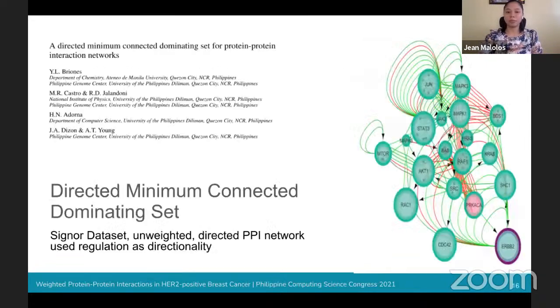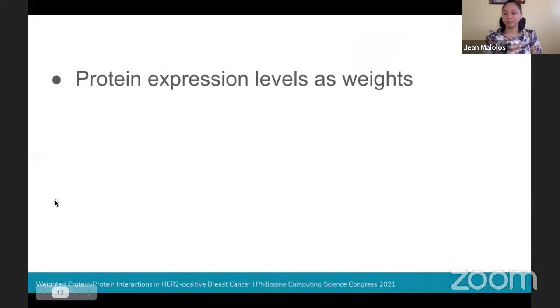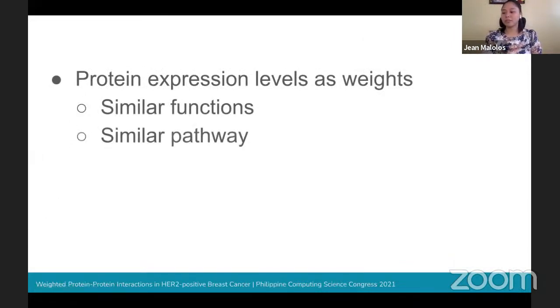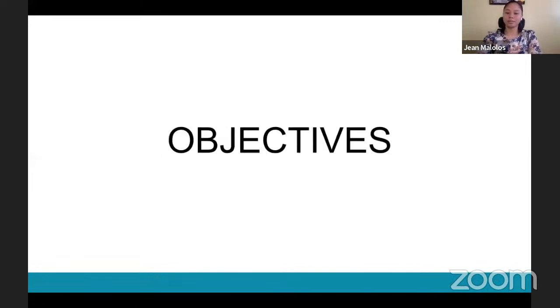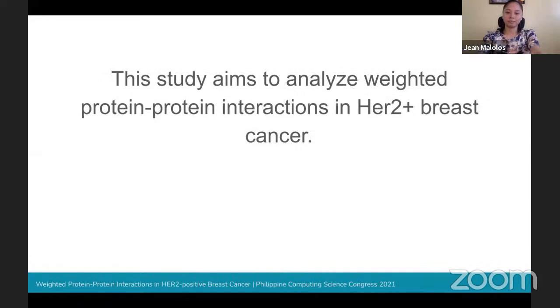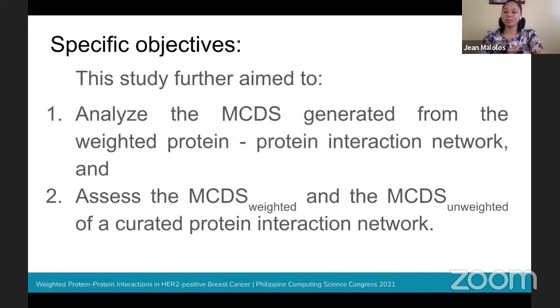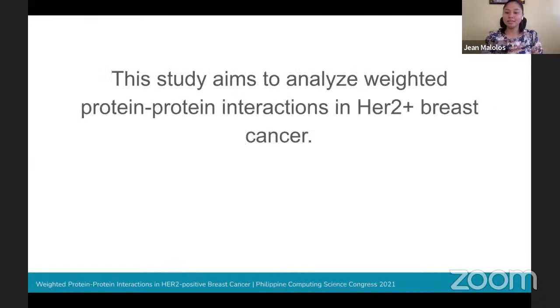Let me go back here. This study by Briones et al. explored the directionality of the interaction, whether a certain protein A increases the levels of protein B or decreases it. In this study, we retained the directionality and also added weights, and we aim to analyze weighted protein-protein interaction in HER2 breast cancer.